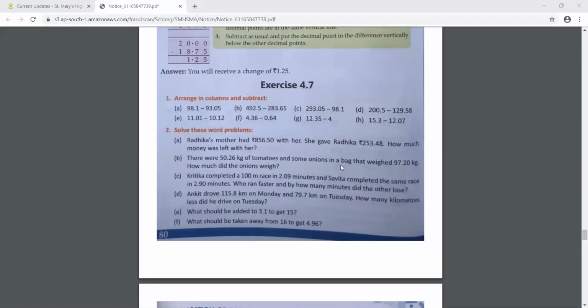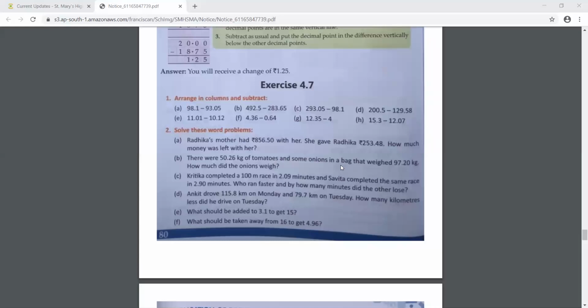Then statements. Now what is 50.26 kg? It is the tomatoes in a bag. Or if you want to write kg of tomatoes in a bag, you can write that. If you want to use the word quantity, you can write that: quantity of tomatoes in a bag. Same way, 97.20 kg. What is that? That is the total weight of the bag. So you can simply write the weight of the bag is so much.